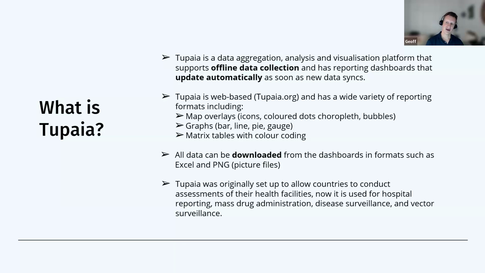There's a wide variety of reporting formats. A major part is the map overlays. We can put pins on the maps, icons, colored dots, choropleth maps, as well as bubble maps. We've also got a range of graphs that can be produced, and matrix tables, so line listings or summaries in table format. We can actually color code cells within the matrix tables to make them easier to interpret.